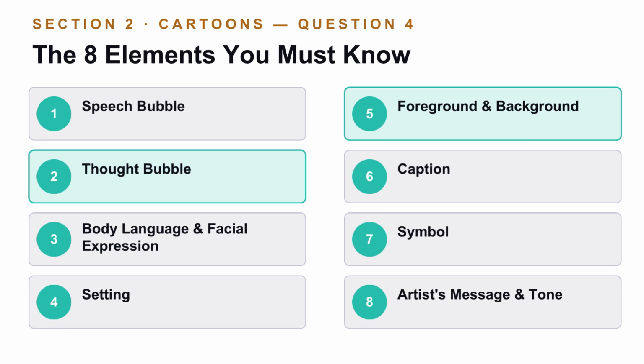Before you can interpret a cartoon, you need to know what to look for. There are 8 elements the examiner tests, and each one can appear as a standalone question. You cannot afford to know 6 of them. You need all 8.